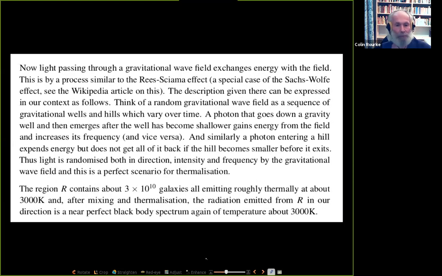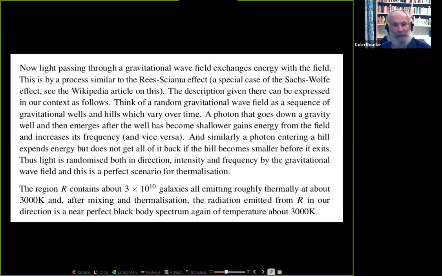Now, this is the important part. This is the Resharma effect. Not everything that the standard cosmologists do is wrong, but they don't look at pictures. They look at theories and then see the pictures through theory eyes and don't look. Light passing through a gravitational wave field exchanges energy with the field. And it's a special case of the Sachs-Wolfe effect. It's called the Resharma effect. And you can look in Wikipedia to have it described for you. So the description is like this.